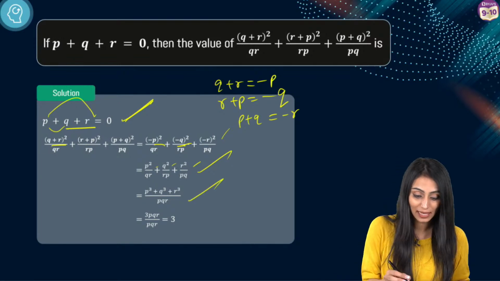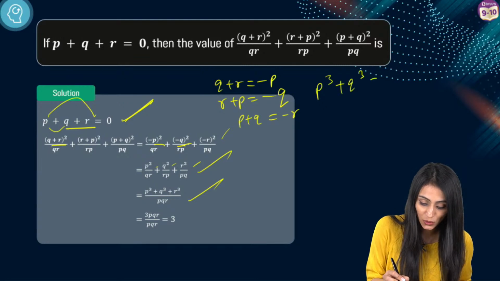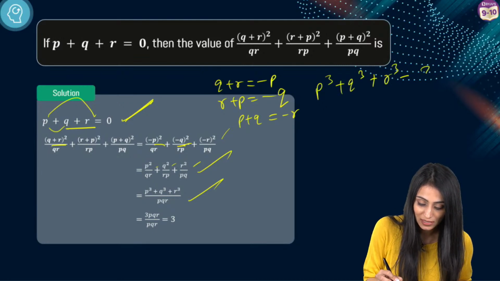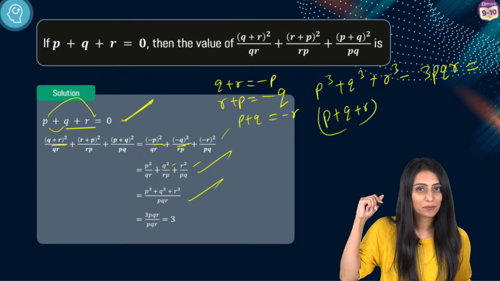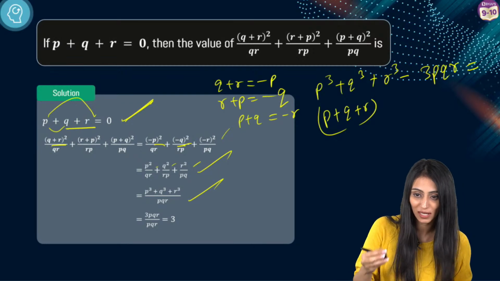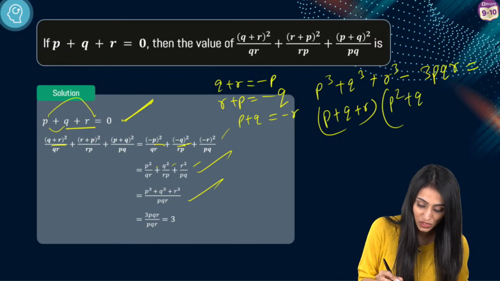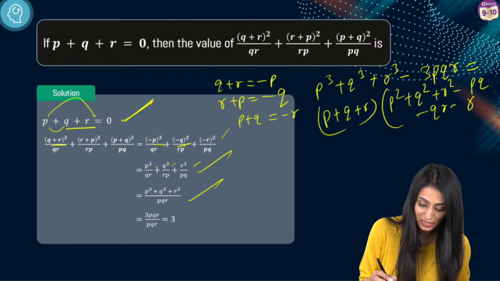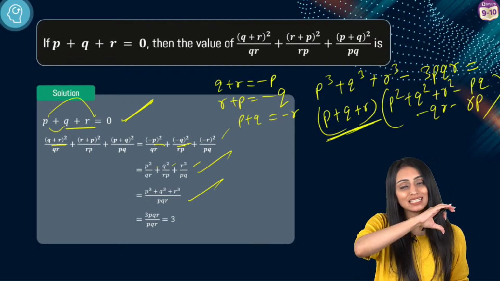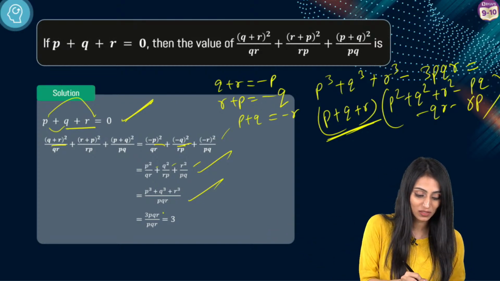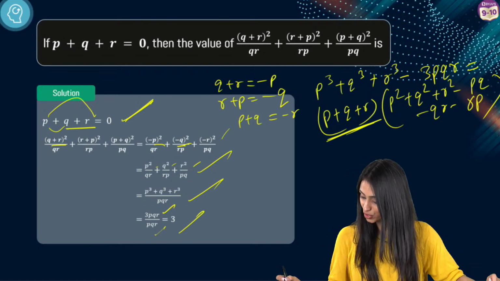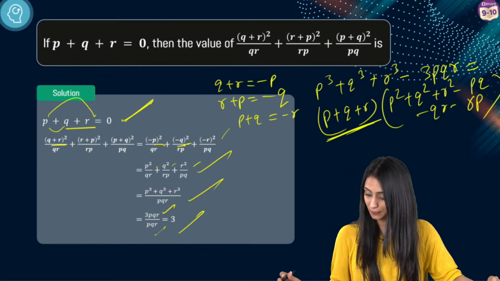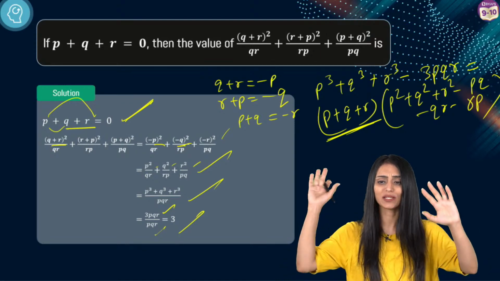Now after this, we are applying the identity. That's p cube plus q cube plus r cube minus 3pqr, which equals p plus q plus r. This resembles a cube plus b cube plus c cube. Instead of that, I'm having this, so I'm writing p square plus q square plus r square minus pq minus qr minus rp. So if p plus q plus r is 0, the entire right side would become 0. So answer would be 3pqr by pqr, that means 3. Hi Rupali Shah. Is this clear? That's okay, Muskan. I hope this is clear to everyone now.